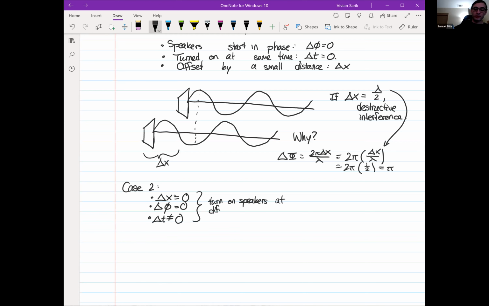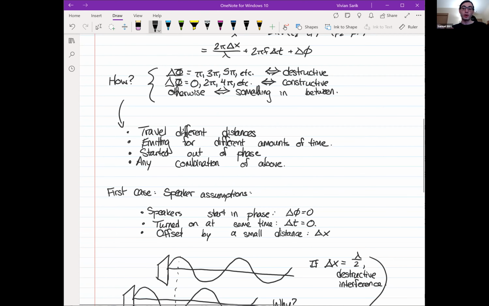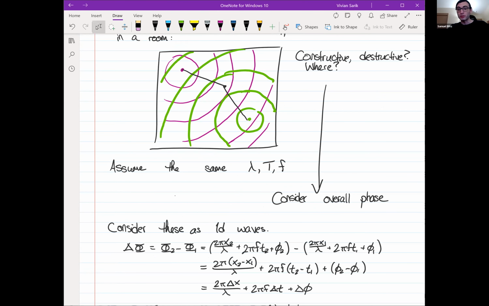And everything else is the same. Now, in real life, doing this in a one-dimensional way, this would be impossible because you would have to put your speakers overlapping each other. But in a two-dimensional case, we can do this fairly easily. Just pick a point that's halfway, or pick a point where they both travel the same distance. In that case, you're good.